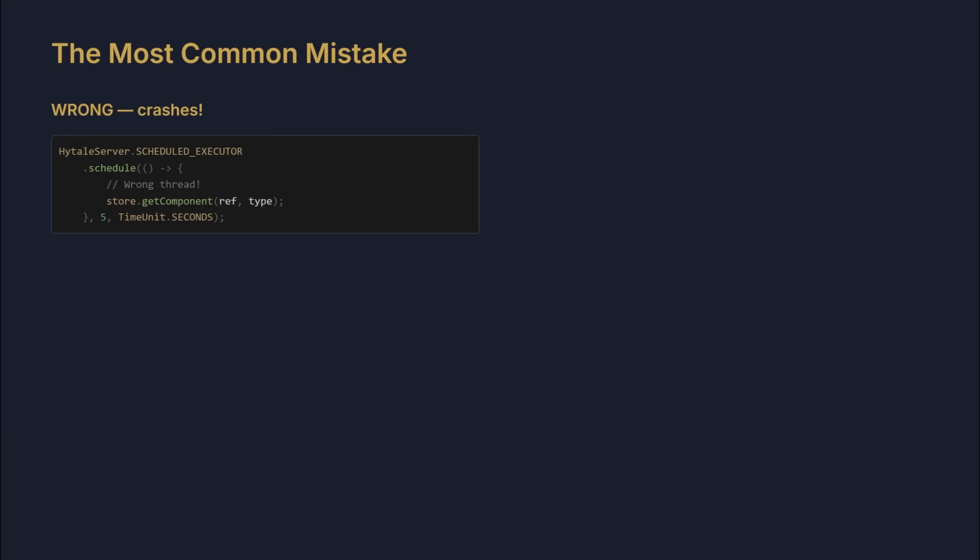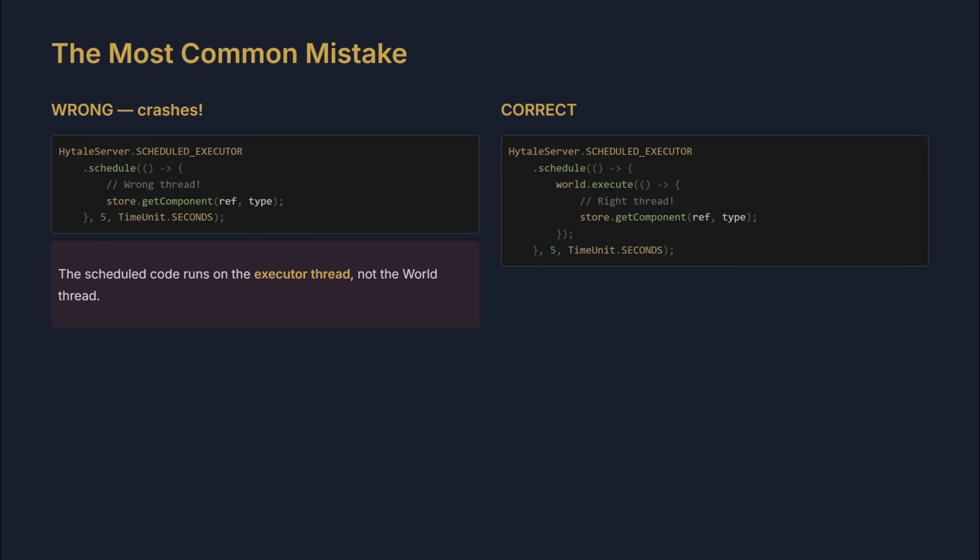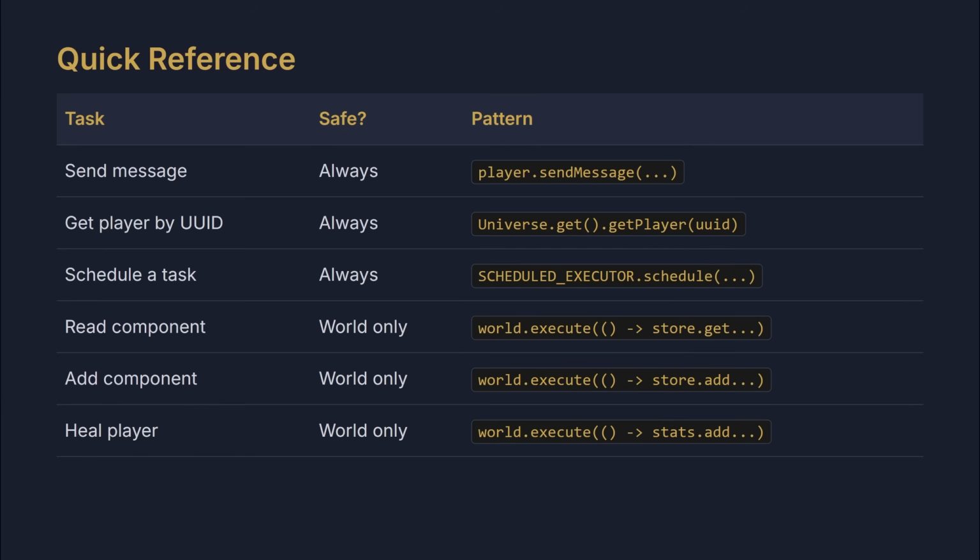It would be called on the wrong thread and would throw an illegal state exception. The scheduled code runs on the executor thread, not on the world thread in this example. We need to wrap it inside a world.execute method to get the store.getComponent on the right thread, on the world thread, and world.execute does exactly that.